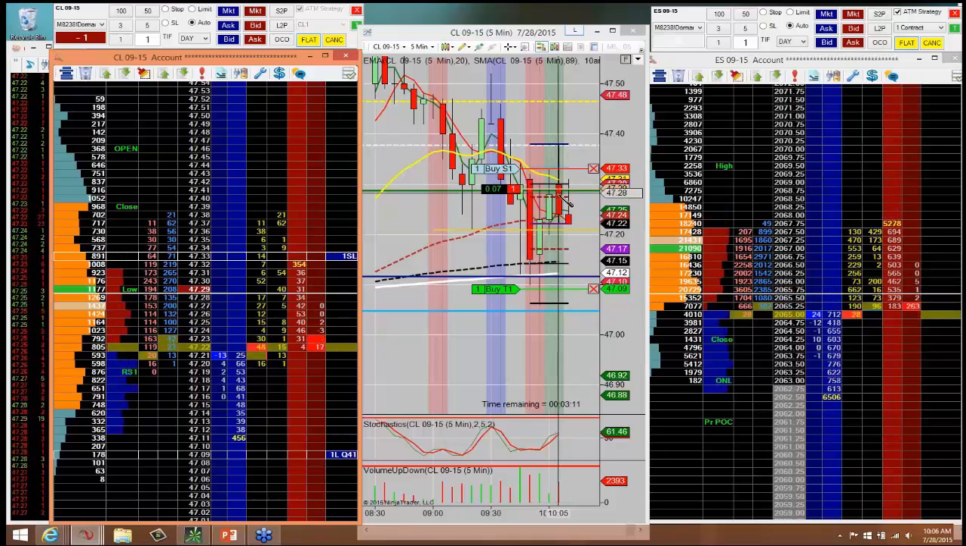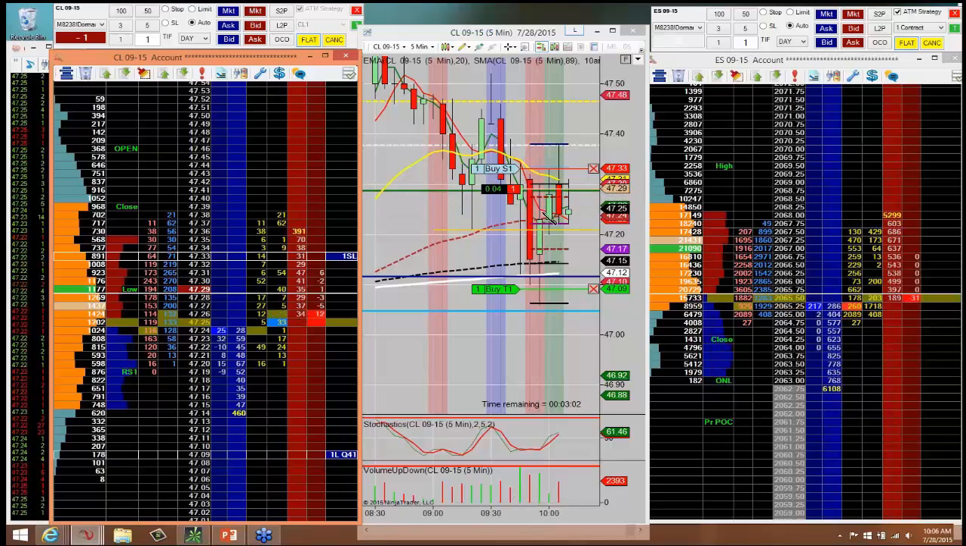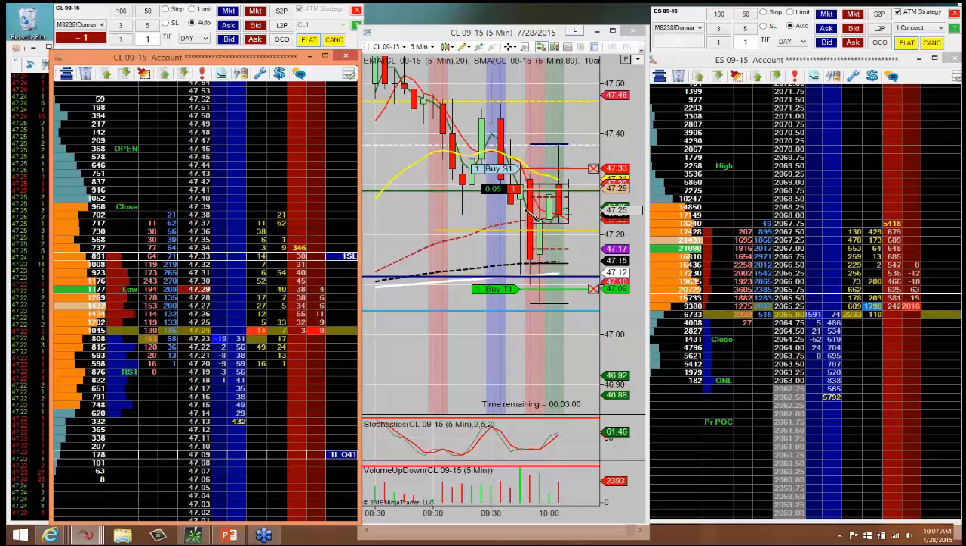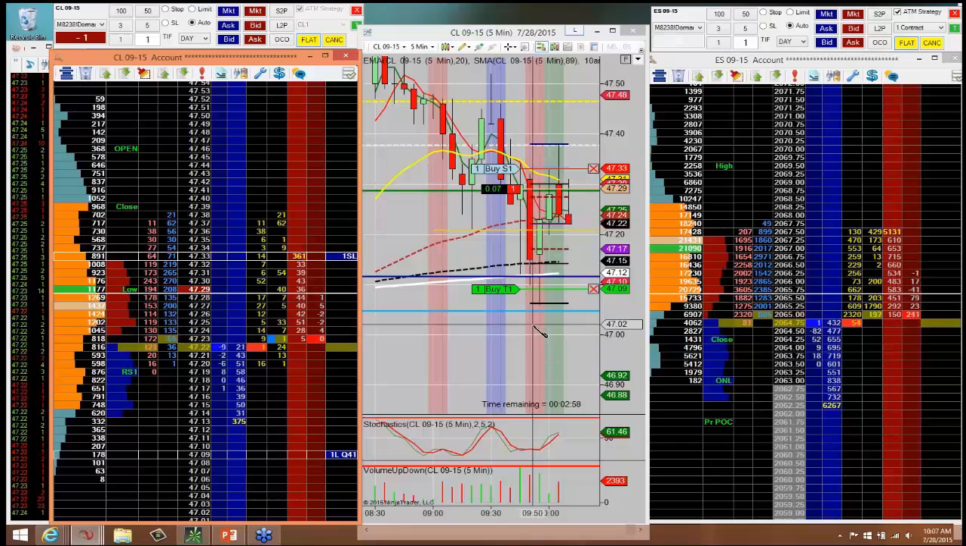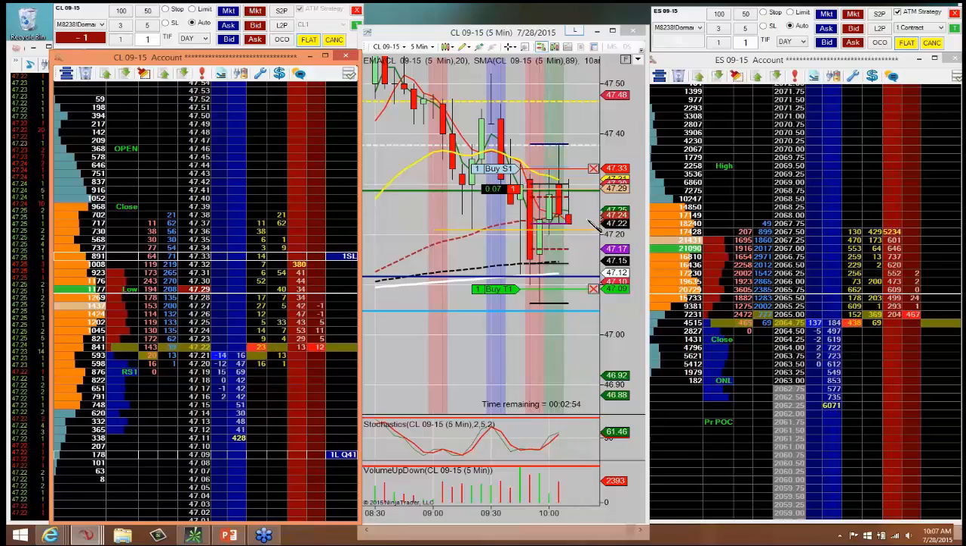This came down in my favor rather quickly, which is what I like to see. If I put on a trade and it immediately goes against me, even if it's a couple of ticks, I will get out as soon as I can.